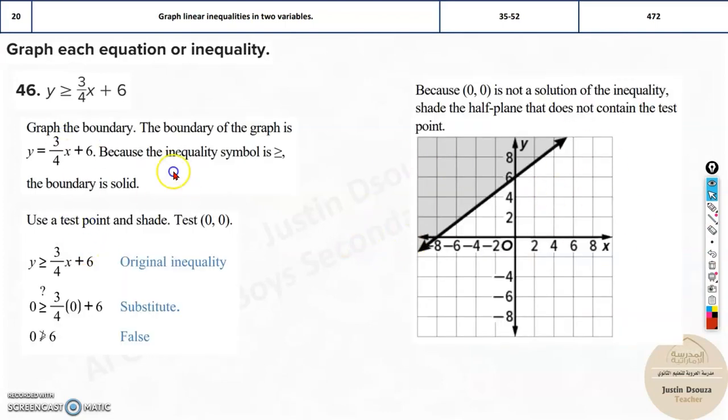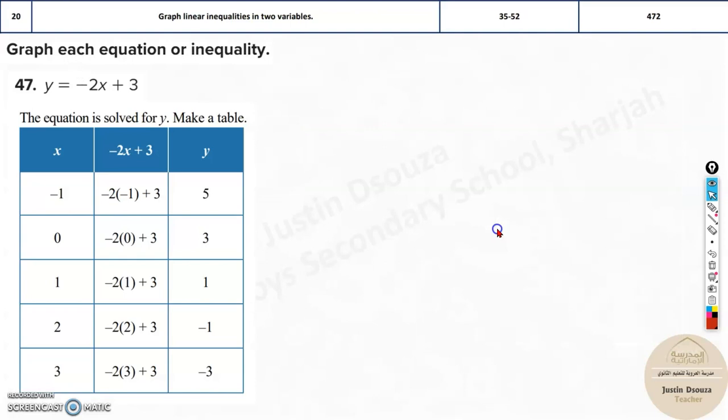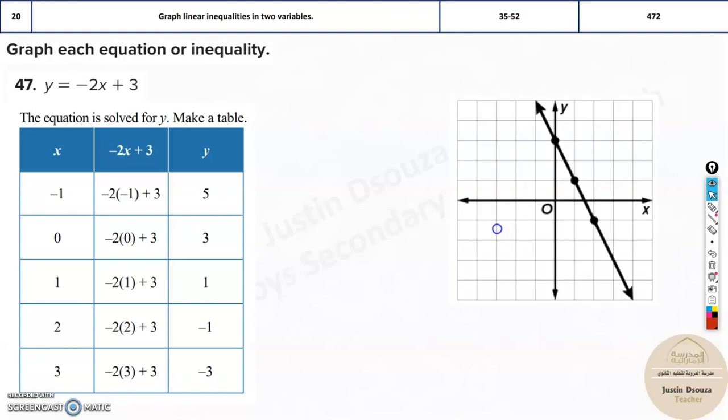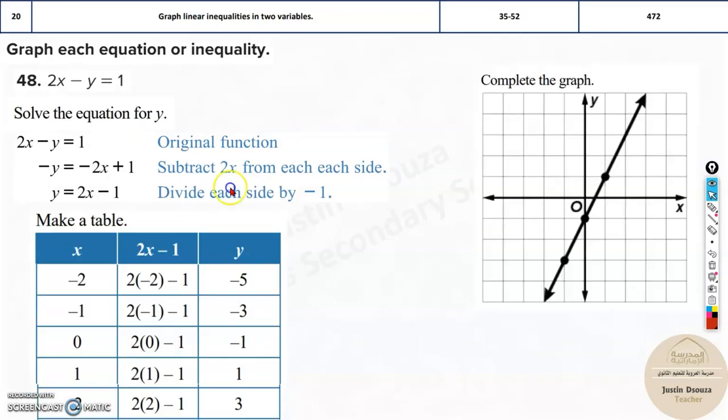So for inequality, please do stick to the slope-intercept form, and then see over here. This is a test value, test point. This is not required. Once you have the slope-intercept form over here, see, positive 3/4, so it's upwards, it's increasing. Plus 6 means over here. And greater than or equal to means a solid line, and greater than or equal to means upside. That's it. So you can follow these tricks, and then all the time you can easily check the answer. So let's look at all the answers.